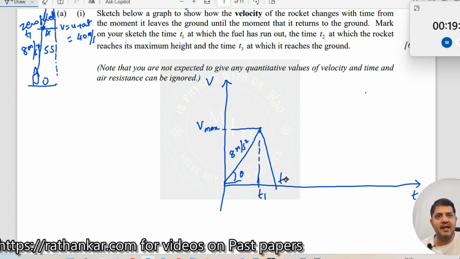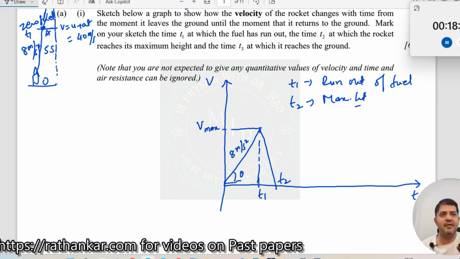So this is your time t2. And after this, what happens? Now what is this point? This is the point at which the particle reaches the maximum height, right? If you want, I will write down: at time t1, run out of fuel. At time t2, maximum height point. Okay, we are saying two things.